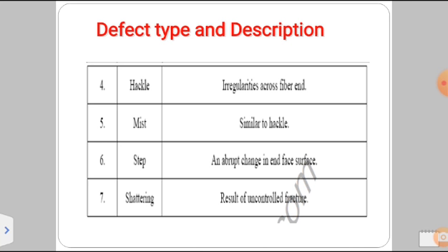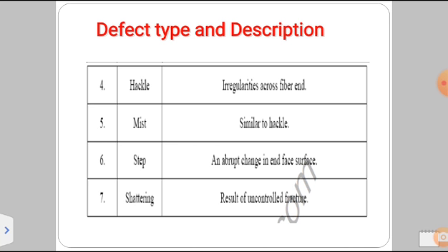Next is mist. Mist is similar to hackle. It is a type of dust, exactly, it is not dust, but a mist type. So it's similar in optical properties, optical characters. It is minimizing because glass is a completely transparent material. But here, the mist causes a bit of an opaque type.